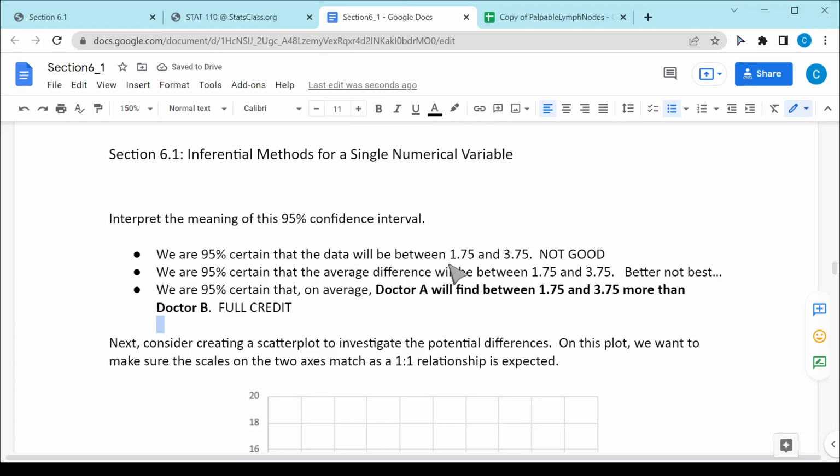So if you just say the data is between these two numbers, you're not going to get very many points. If you say the average difference, that's definitely better, but tell me what the difference was.